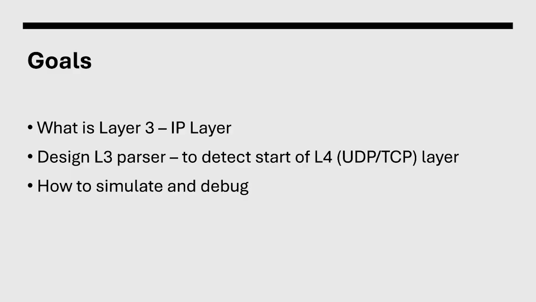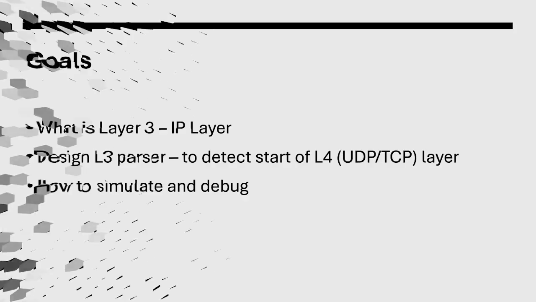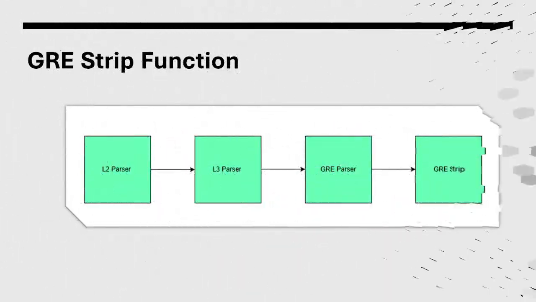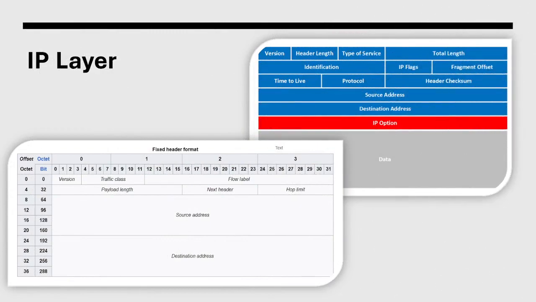Then we will see how we can simulate and debug this, using tools like myHDL obviously for simulation and gtkwave for debugging. All right, so that being said, let's move into our handy dandy block diagram. We already talked about the L2 parser. Today we are on the second block, which is the L3 parser. Then we will move on to layer 4 and finally the GRE strip, which is removing the GRE header of the tunneled packet, right? So that's the sequence.